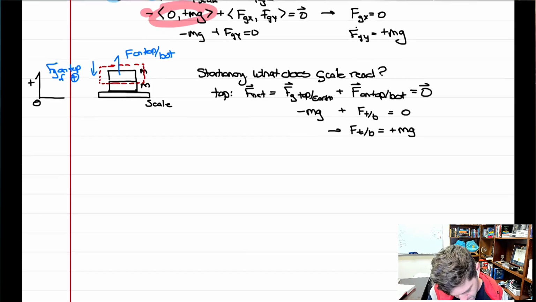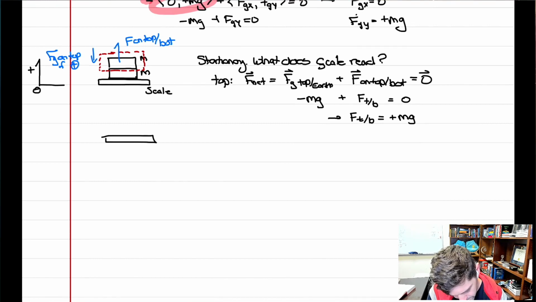Okay, let me redraw. Now let's do the bottom box. Oops, red is supposed to be my system.